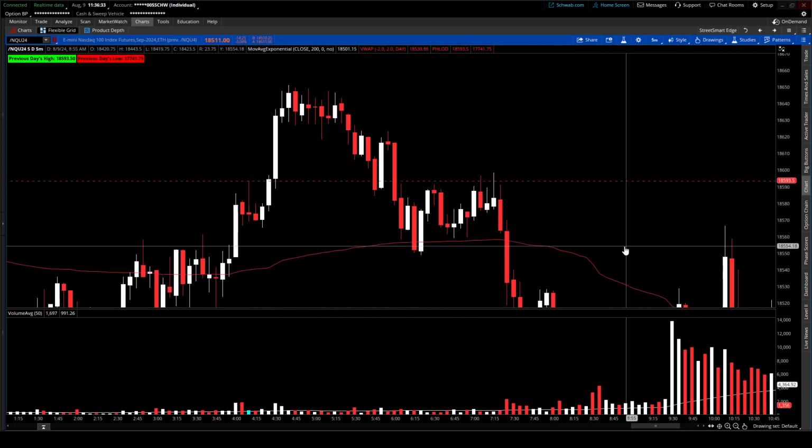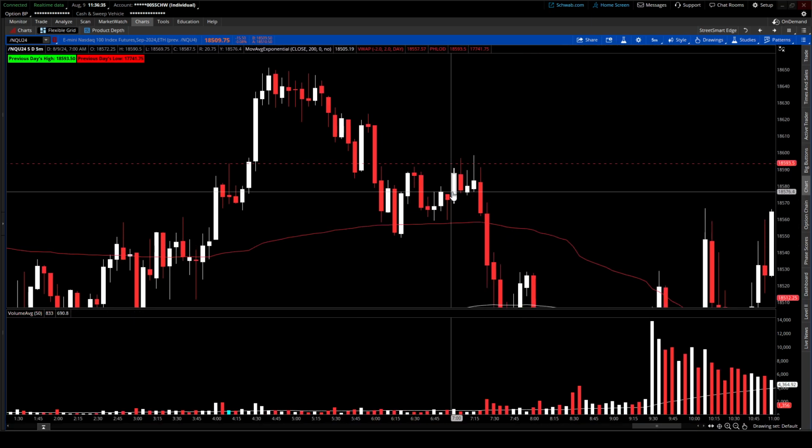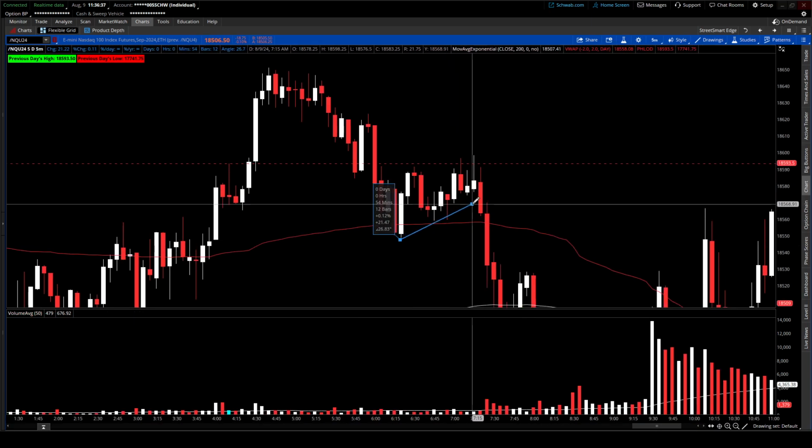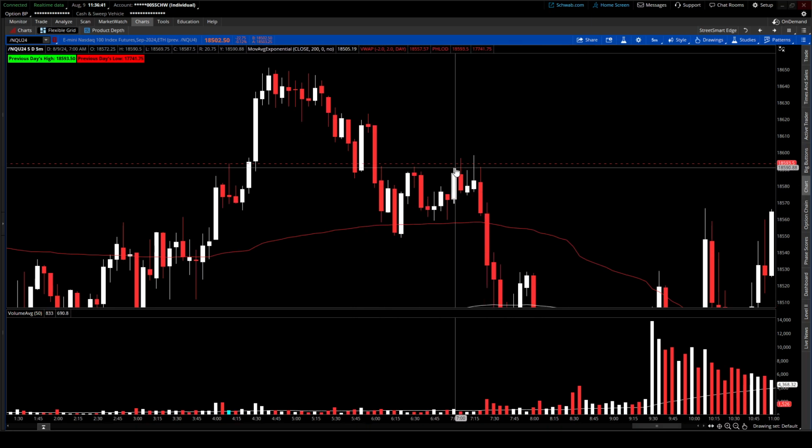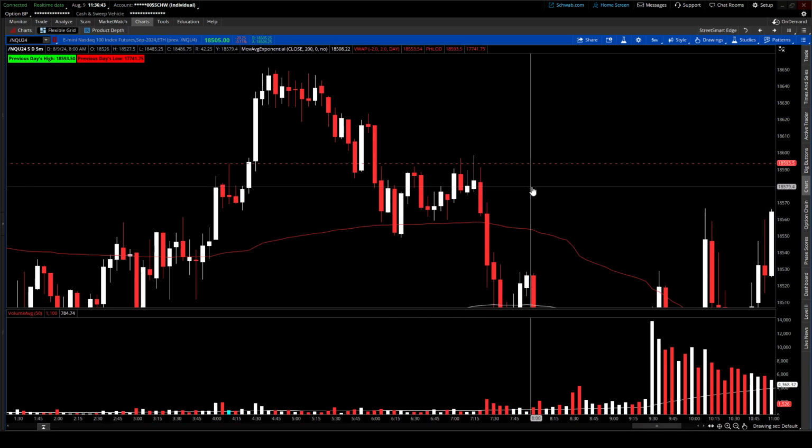So what type of pattern is this, guys, that I'm looking at right here? If I were to just draw this out, this would probably be just a bear flag, right? Yeah, yeah.